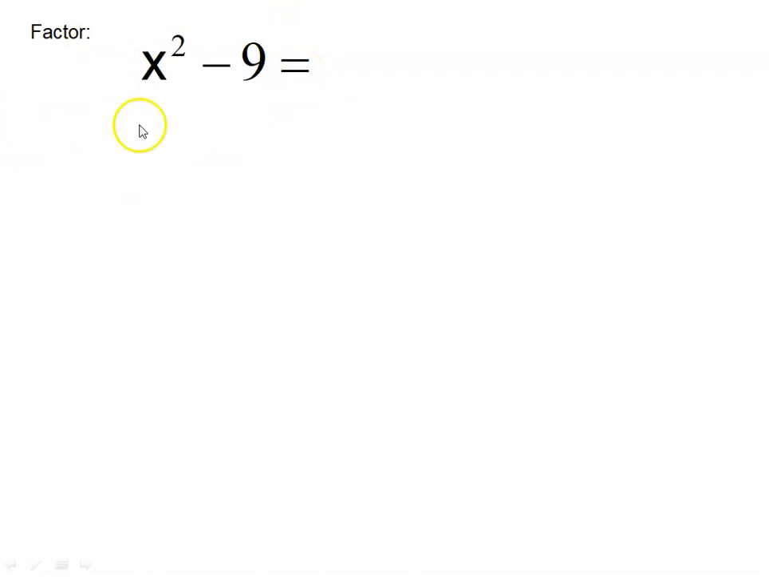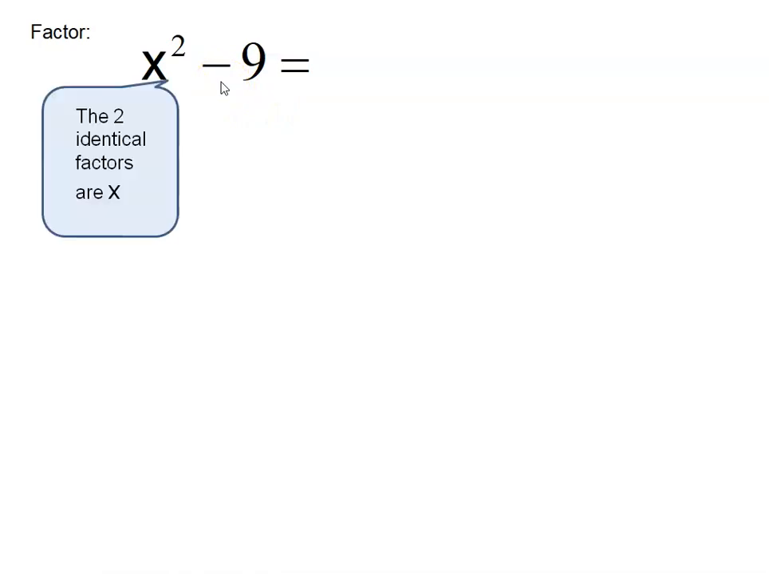So what I would do first is look for a common factor. Here, there isn't one. There are two terms. I want to check or verify to make sure that it is a difference of squares. X squared is a perfect square. It's x times x. And 9 is a perfect square, 3 times 3. And it's a difference because there's a minus between them. Once I have verified this, this is how this factors.